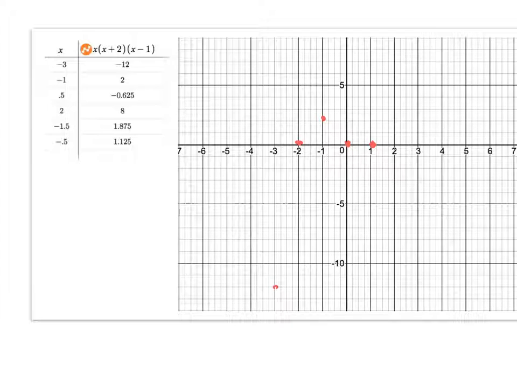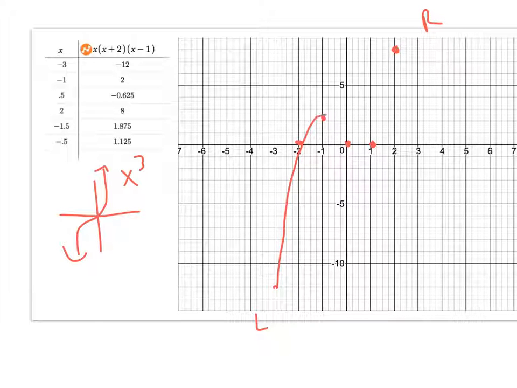My 2,8 was a point that I picked, so 2,8 was about right here. And if I sketch the graph of this, remember that my x cubed graph was a graph that looks something like this. And so my far left and far right behavior were down, up. So that's kind of what this is showing here. So my far left here is going down, and my far right here is going up. So the general shape of my graph is going to look something like this.